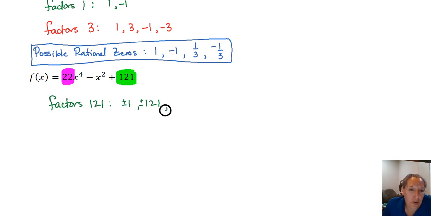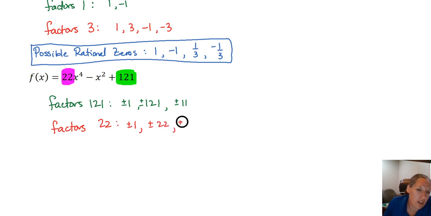So 1, 121. 121 is 11 squared, and 11 is a prime number. So that's going to be all of the factors. And then we're going to do the same thing with our leading coefficient. So our factors of 22, we've got 1 and 22, and 11 and 2.